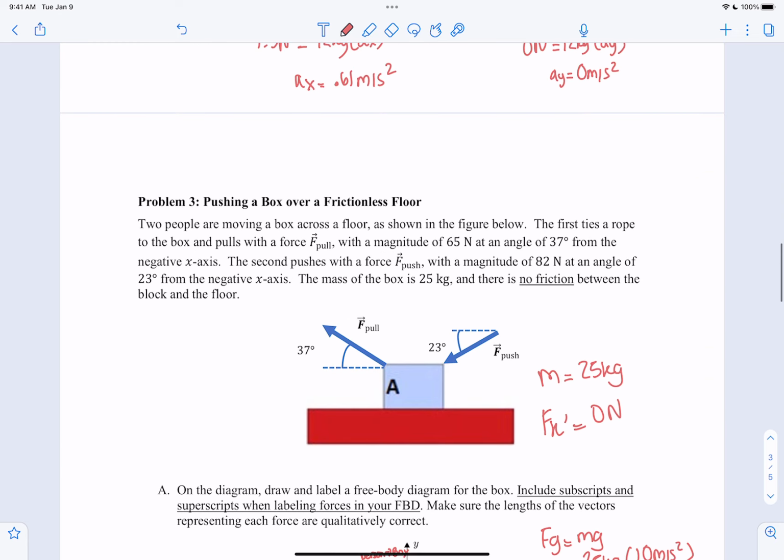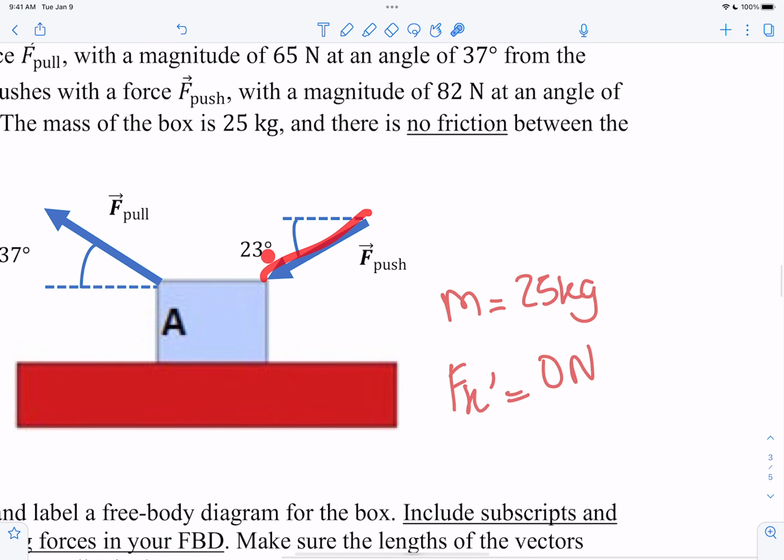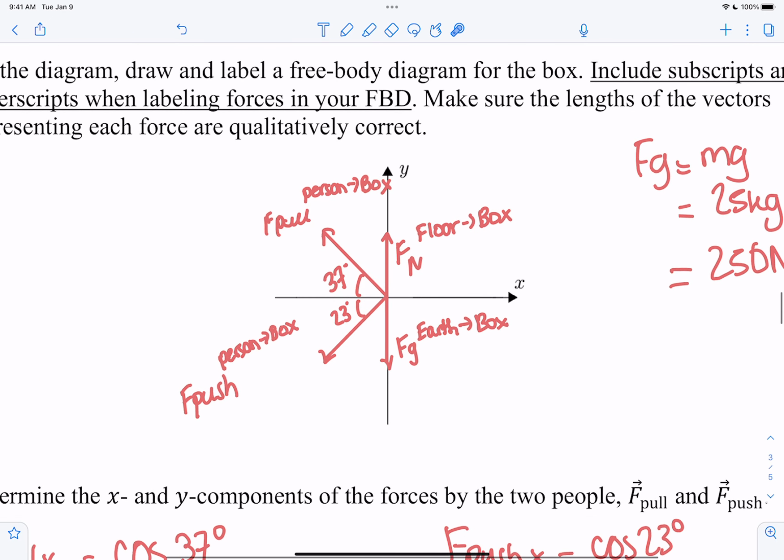If I think about it, if I'm pushing here and I'm pulling this way, both my F pull x and my F push x are in which direction?